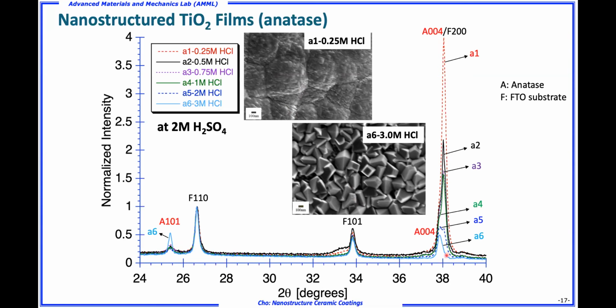In fact, this 004 peak increases as a function of decreasing HCl concentration. This 004 peak can overlap with the substrate 2000 peak, which is from fluorine doped tin oxide. But this increase is very systematic with the concentration of HCl. And also the 101 peak is stronger than 004 in the random orientation case of anatase, which means this is really highly textured with the 004. So this film with small nanocrystallites has the 004 orientation.